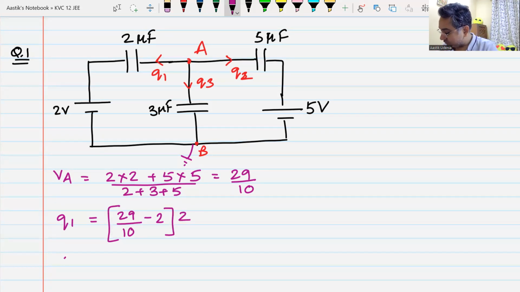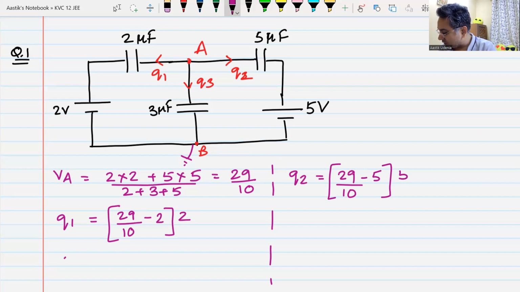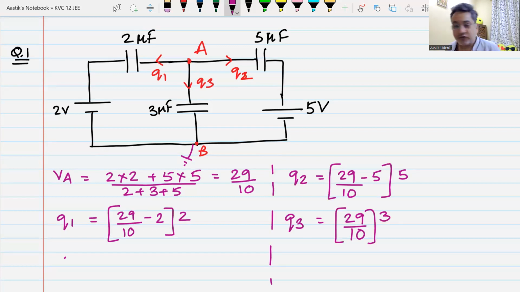Then I will try to find out the value of Q2. Q2 will be 29 by 10 minus 5. So you can see it will come negative. One of them has to come negative, otherwise the concept will be wrong. Then I will find the value of Q3, 29 by 10 multiplied by 3, and that will give me the required answers. Do we understand this, or has this gone above your head?